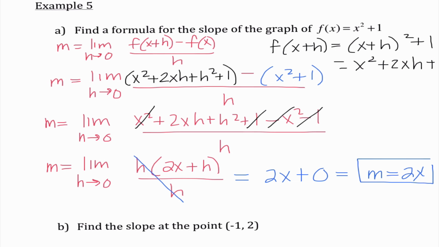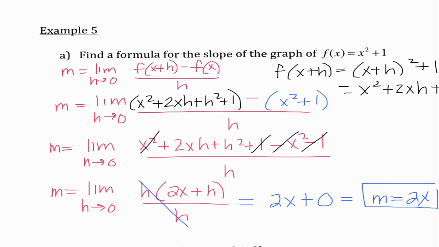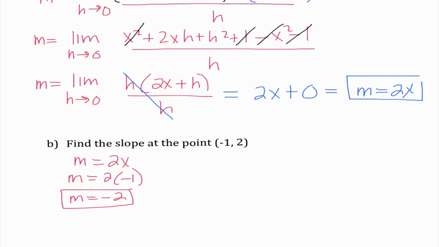And the reason why this is really helpful for us to know is because if we look at part B, I don't need to go back and use that entire limit process. I can just use this particular ordered pair and substitute it in. So we know the slope is 2x, so my slope would be 2 times negative 1. So our slope is negative 2. And if you had done this whole process with this ordered pair, this is the answer we would get.